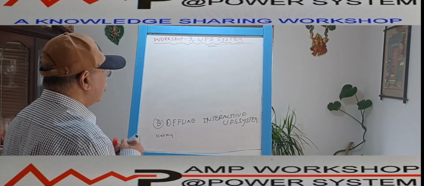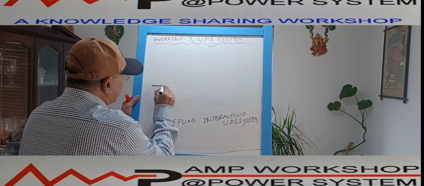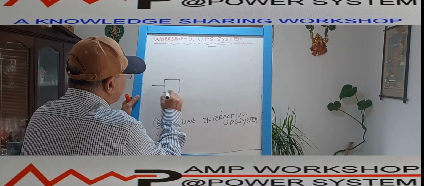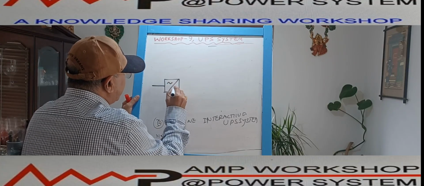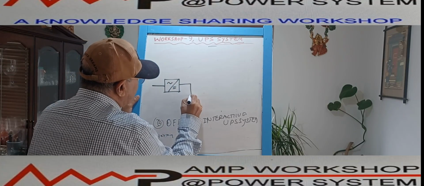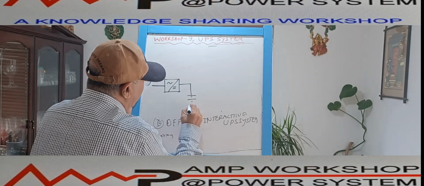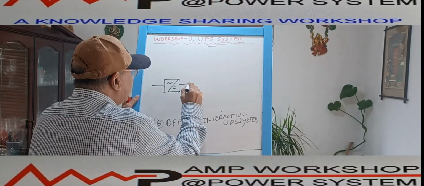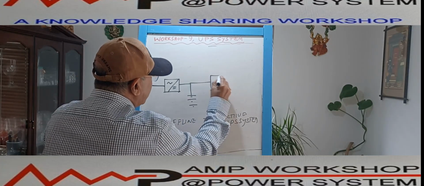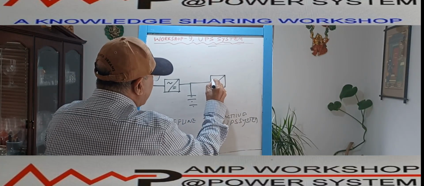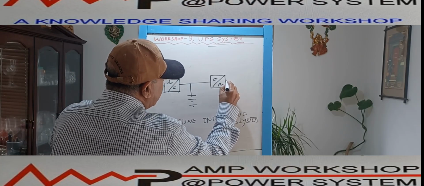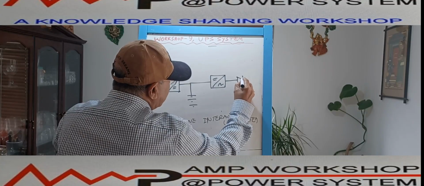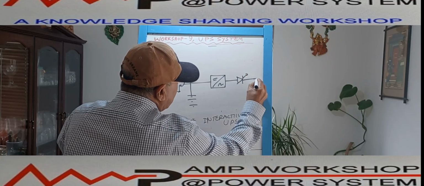There is no change. Normal supply is coming here. This is my UPS system. Okay. This is an AC. This is a DC output. It is going to battery. This is going to battery. Okay. And then it is going to my inverter. This is my DC and this is my AC. It is going through the static switch. It is going to the load. Right.